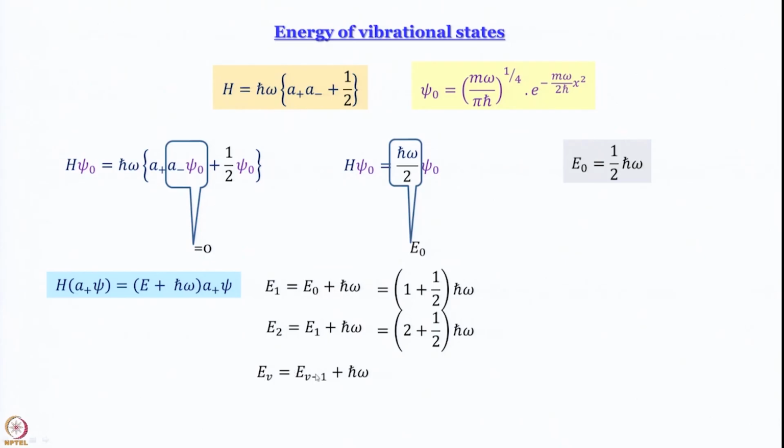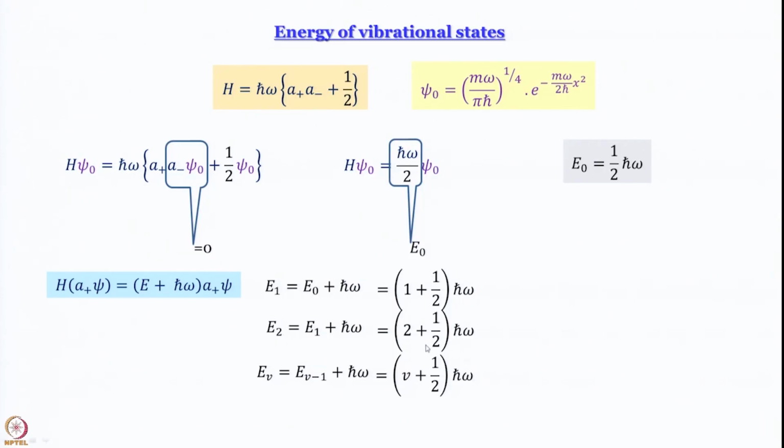E_V would be E_(V-1) plus ħω, that would be (V + 1/2)ħω. What is V here? What is the range of V? V ranges from 0 and it increases by an integer each time: 0, 1, 2, 3, 4.